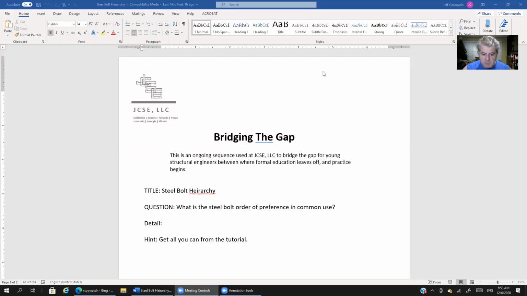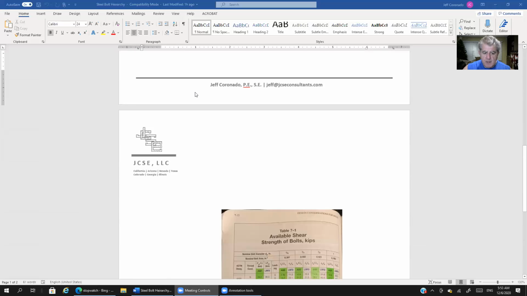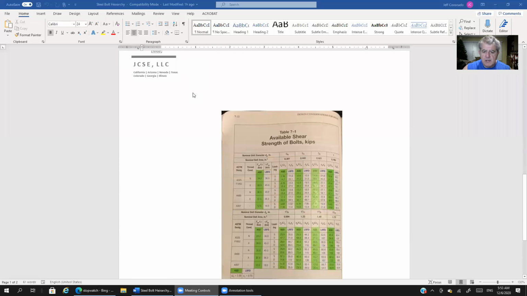We have a question from a young engineer. Basically, what it comes down to is, what's the order of preference of steel bolts? So, okay, a valid question. Let's take a look at that to see, for standard steel construction, not specialty areas, just standard steel construction, what is the hierarchy of steel bolts that we use in practice? All right, so with that, let's see if we can scroll down here. And here's how I would approach this.